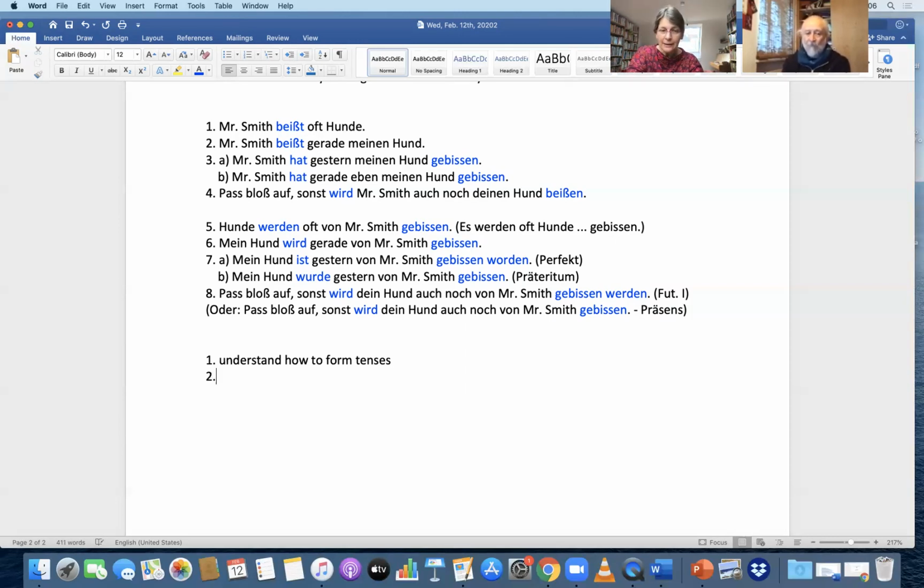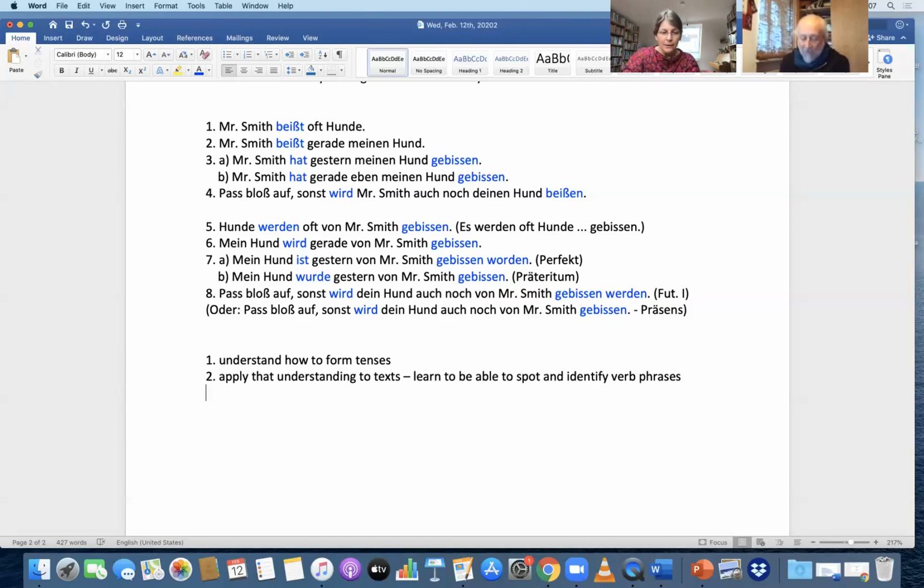Okay. Secondly, so you understand how to form them, and then the second step, there are 2 ways. The next step is learn how to identify them. Then apply that understanding to texts. Learn to be able to spot and identify tenses or verb forms. Right? Does that make sense?